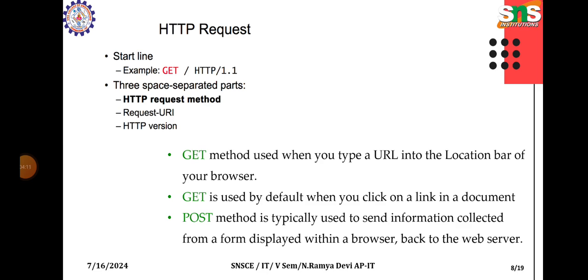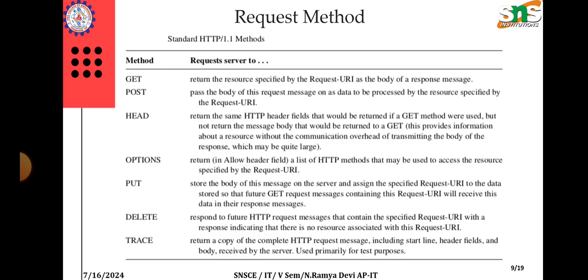So this is the HTTP request, in which we have the GET method, which is used when you type a URL into the location bar of your browser, and GET is used by default when you click on a link in a document. The POST method is typically used to send some information collected from a form, or something else which a client wants to send to the web server. These are the various request methods we have, and popularly we use GET and POST.